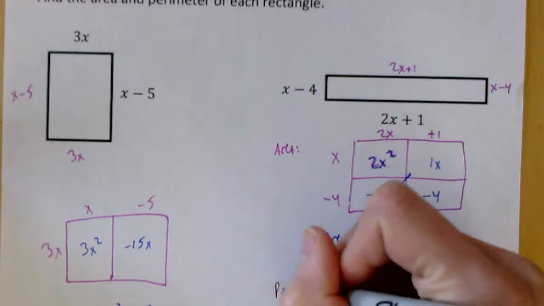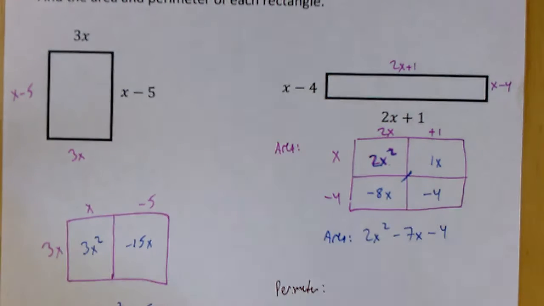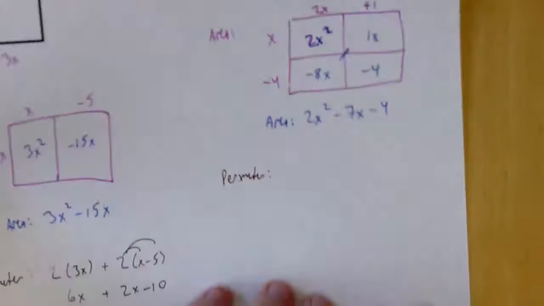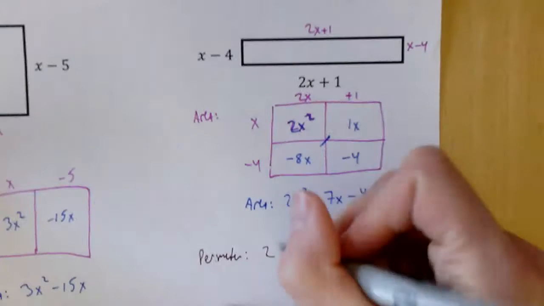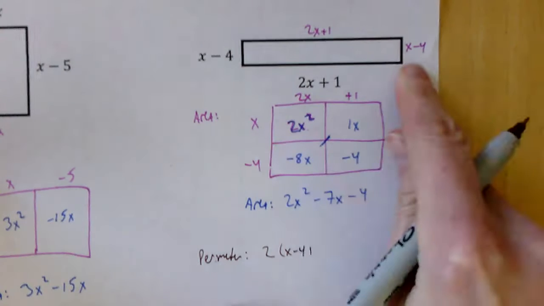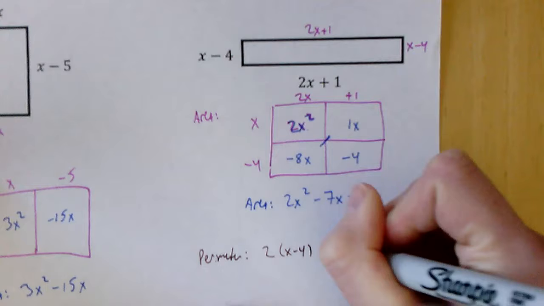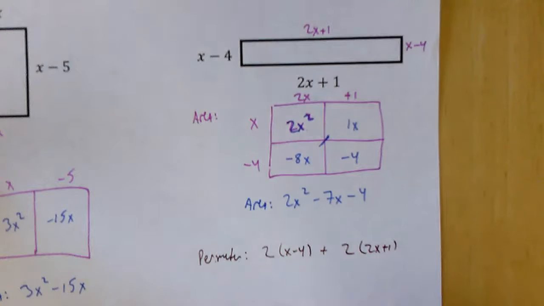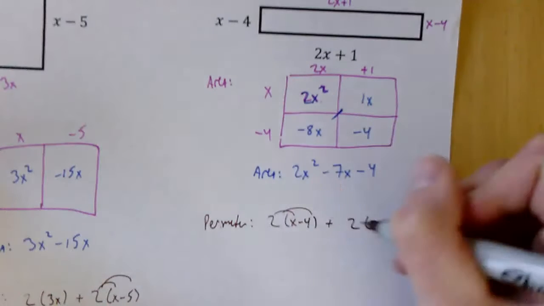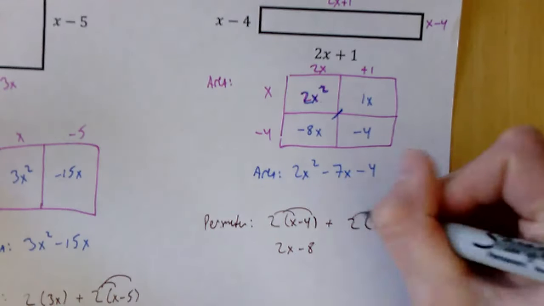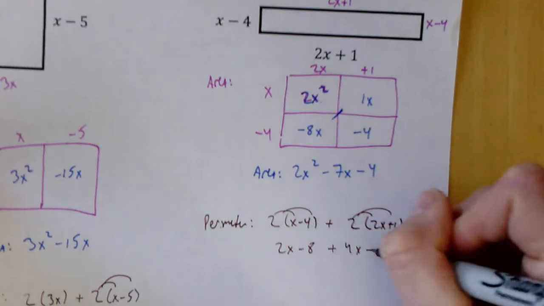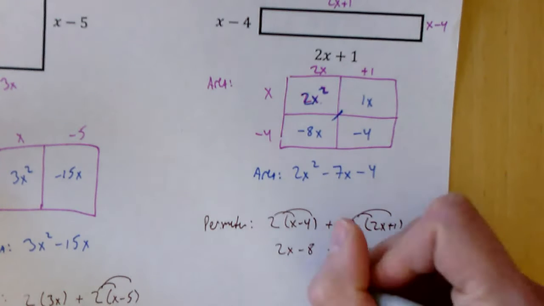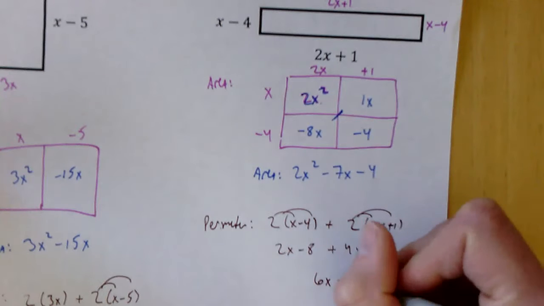And now for perimeter, again, you can either add up all 4 of the side lengths, or what I like to do is say, well, I've got 2 side lengths that are x minus 4, that one and that one. And then I also have 2 side lengths that are 2x plus 1, that one and that one. I'm going to do a couple of quick distributive properties. That'll be 2x minus 8. That'll be 4x plus 2. And then I'm going to combine my like terms. So 2x plus 4x is 6x. Negative 8 plus 2 is negative 6.